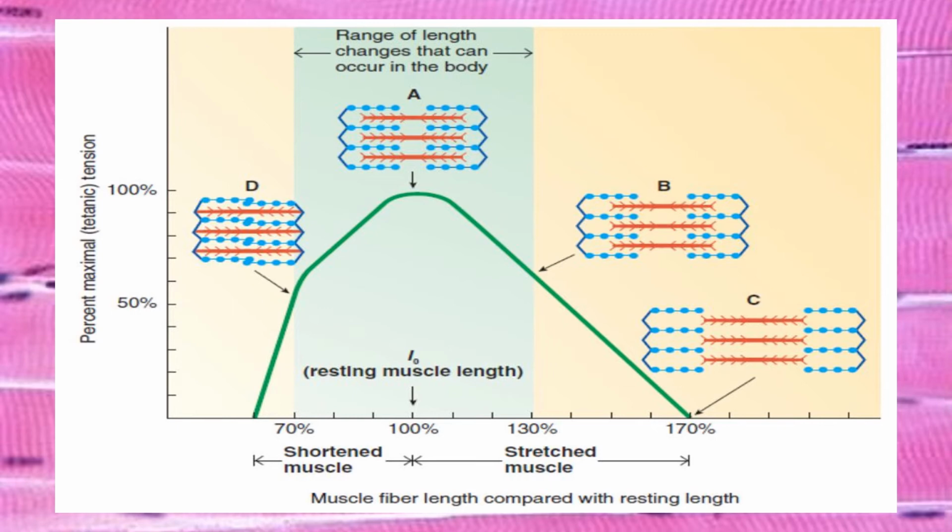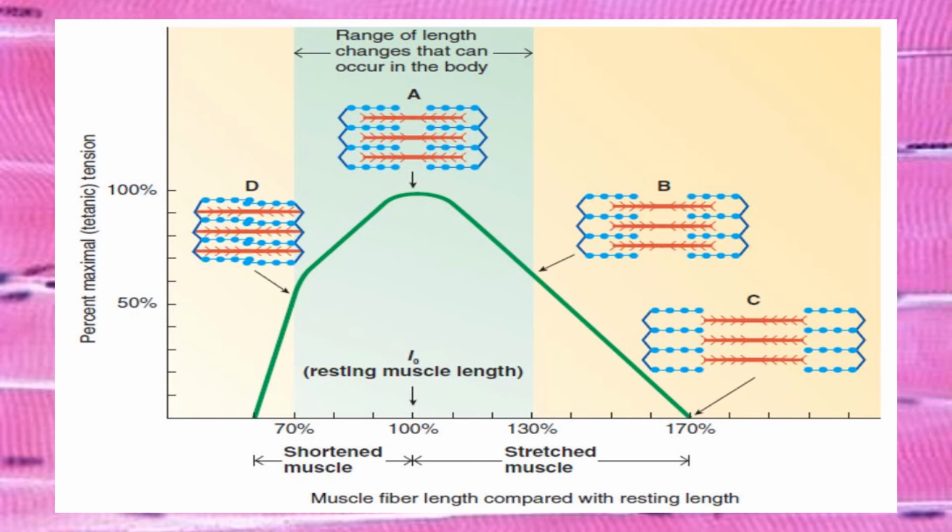This is the length at which maximal force can be produced, or in other words, the length in which the most tension can be achieved. Looking at the sarcomere marked A, we can see that there are a maximal number of cross bridges and actin sites available for contraction. Let's see what happens when the muscle is stretched beyond optimal length.